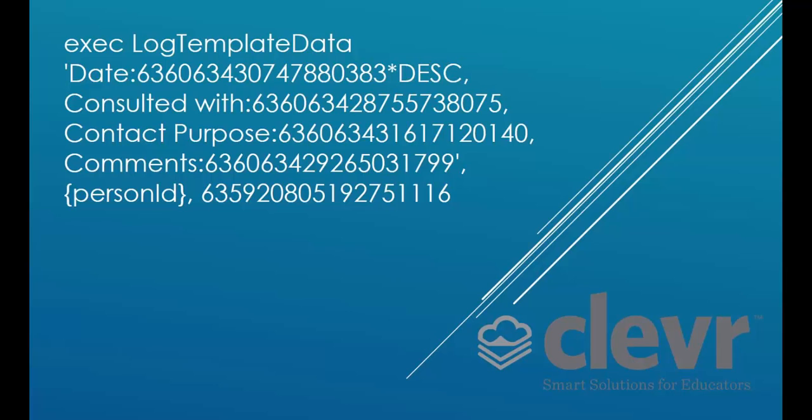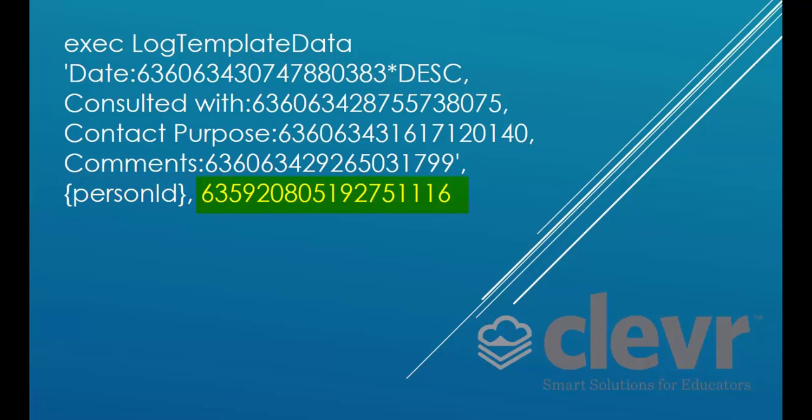In our example, to display the date, consulted with, contact purpose, and comments fields within the data table, we would use the query attribute with this value. Each column label is followed by a colon and its corresponding element ID. There should be no space after the colon. The date field's element ID is followed by asterisk DESC for descending, which displays the records in descending order by date. Leave the person ID as is in curly braces.